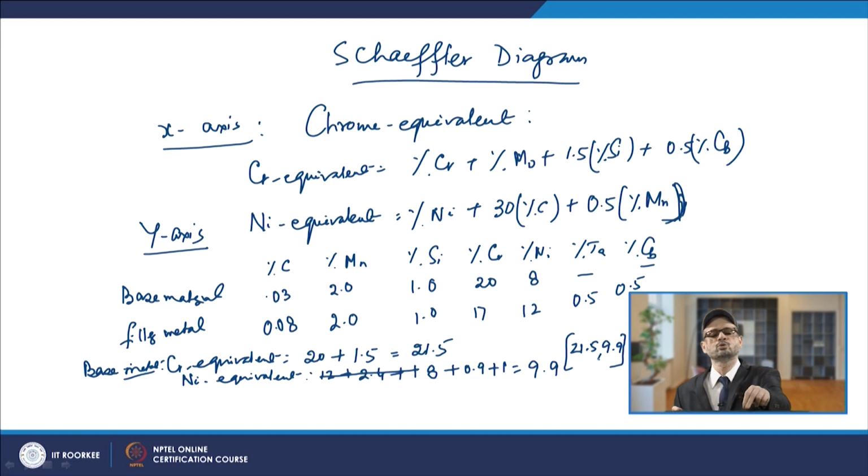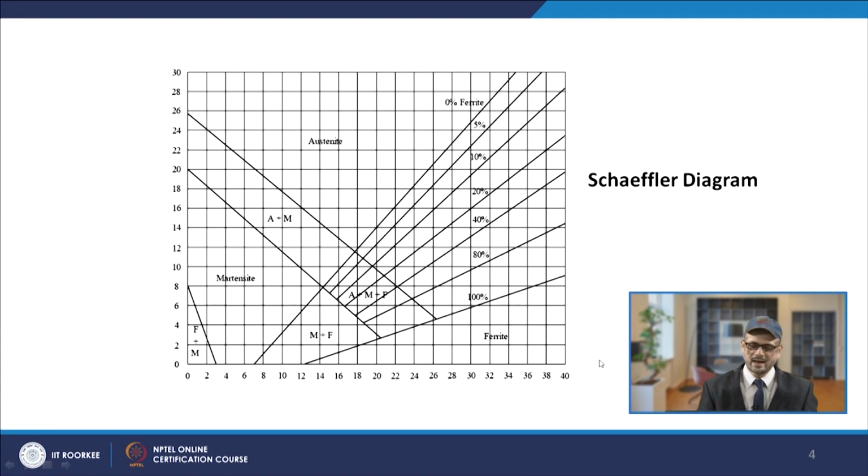Now you will go to this diagram and you will have 21.5 here, and then on this you will also go to 9.9.